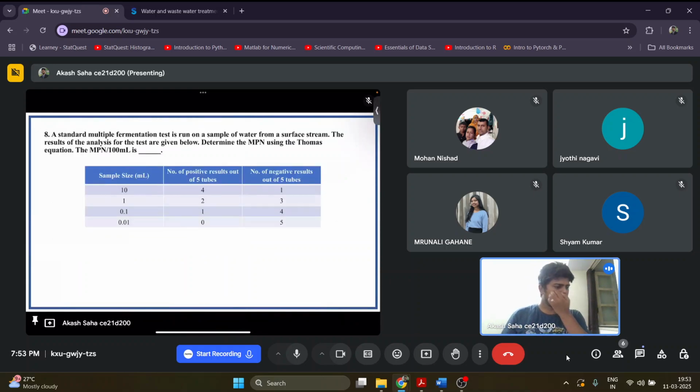Okay, now the next question. Here also you have to find the MPN, but using the Thomas equation. Same thing: the sample sizes are given, and the numbers of positive and negative tubes out of 5 are given. For this standard multiple fermentation test, you have to calculate the MPN. I hope you know the formula. Just try it out and tell me the final answer.